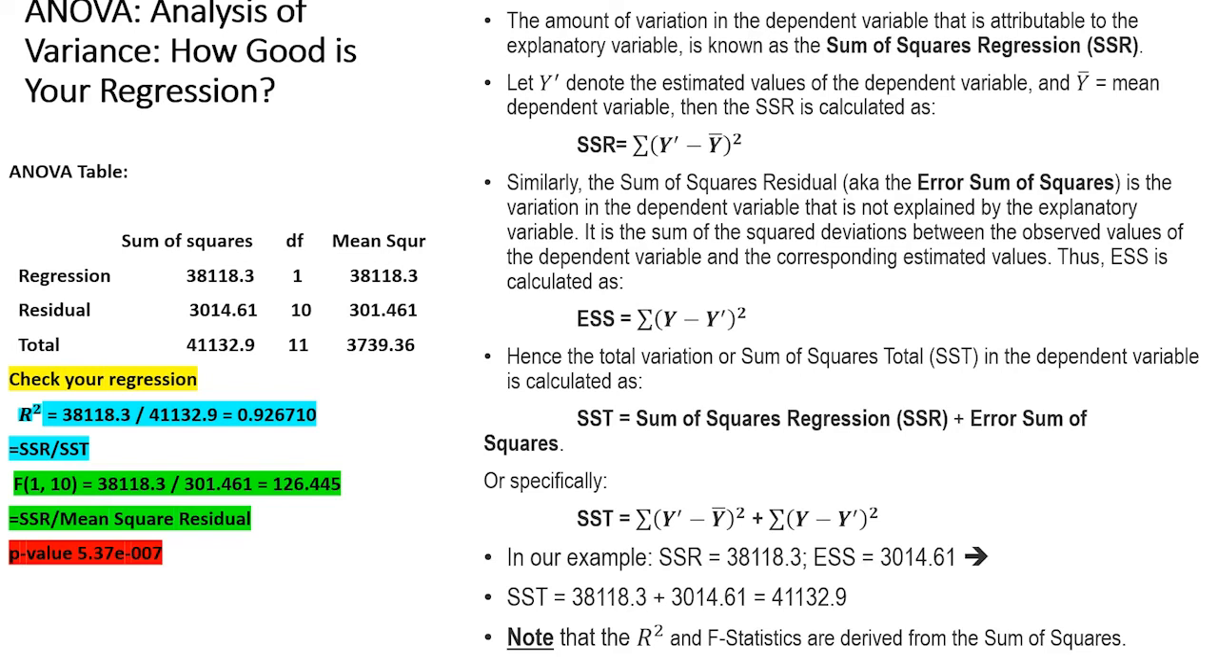That number has to vary between zero and one. So you can either explain nothing, or you can explain everything. That's the spectrum. Most of the time, the R square would neither be zero completely nor one completely. If it is one, then you should question that.